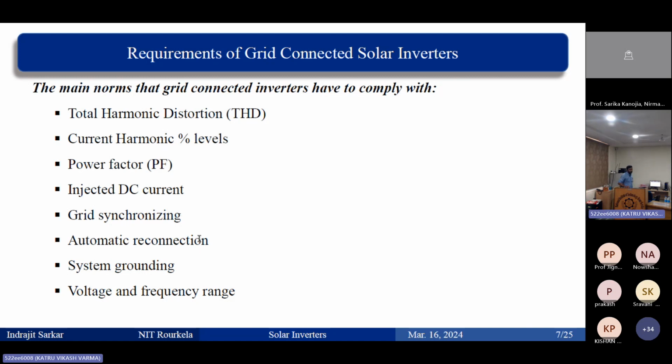Now grid synchronization is necessary because, without it, you can have, let's say, islanded mode of operation, which Dr. Suman has explained, that unintentional islanding and how to detect it and all. So synchronization should be there, which is done through PLL.